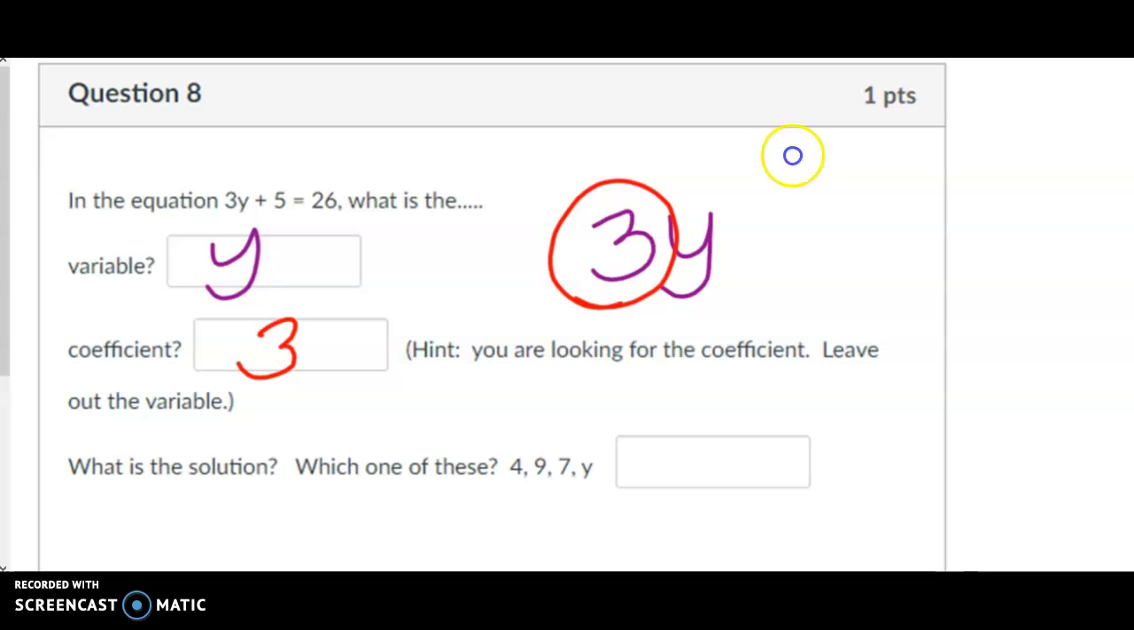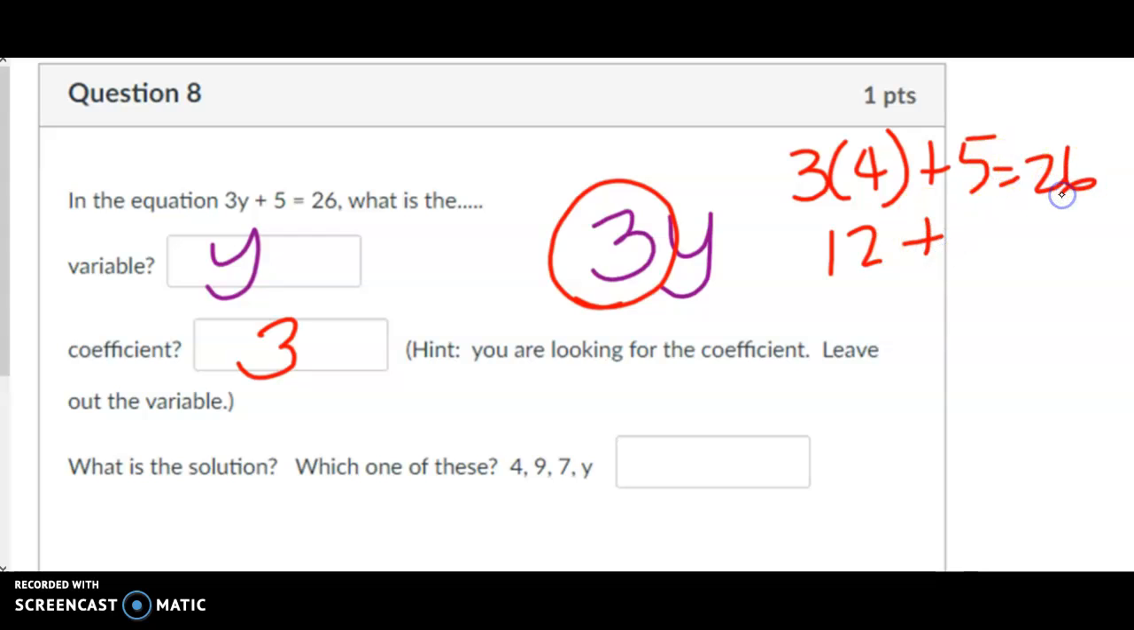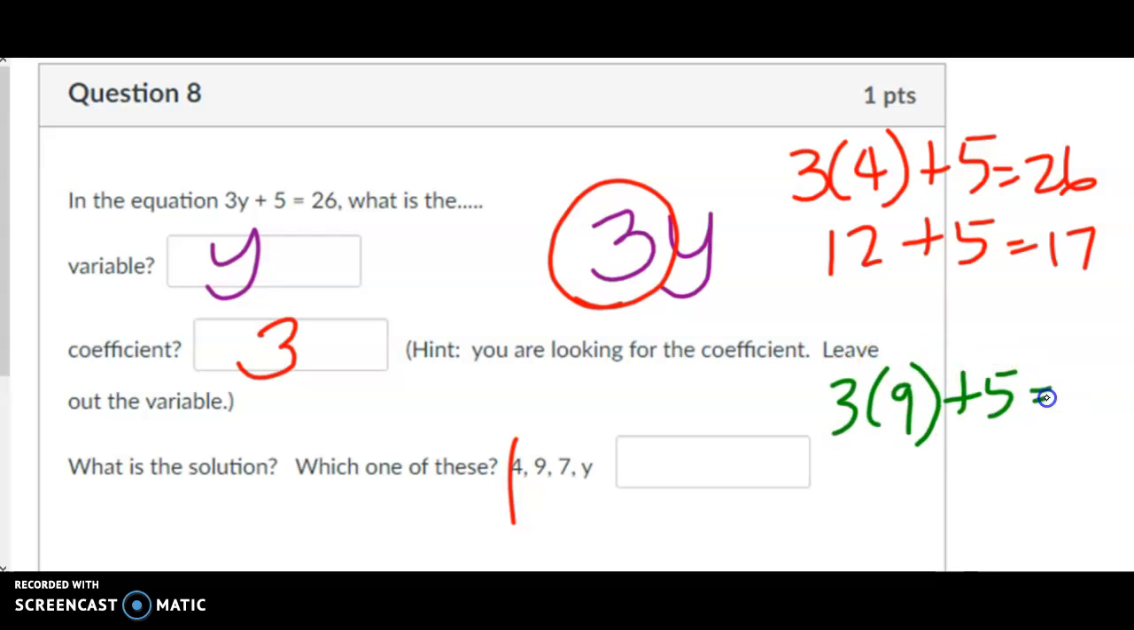If I take 4 and I say 3 times 4 plus 5, I can see if I can get 26. 12 plus 5, and that does not equal 26, that equals 17. So it's not 4. Let's put a 9 in there and see if it works. 3 times 9 plus 5, and we'll see if it equals 26. So 3 times 9 is 27, plus 5 is not 26. 9 will not work either.